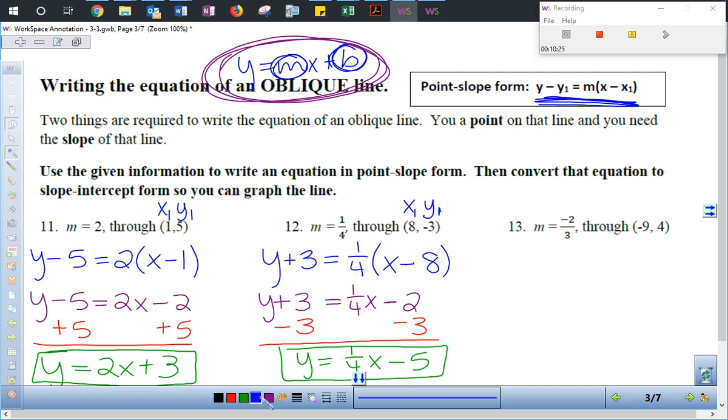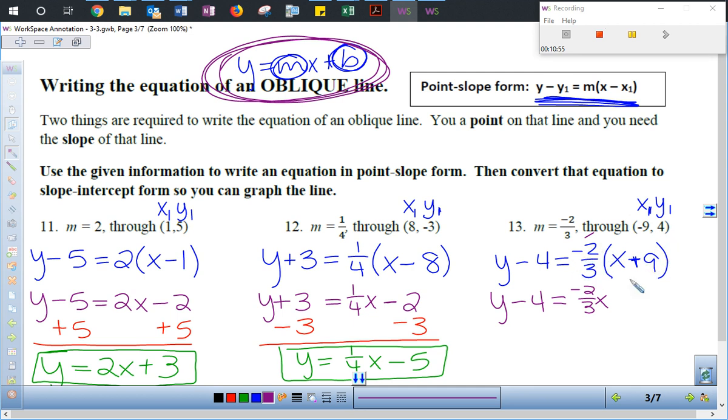So again, on 13, let's identify I have an x sub 1 and I have a y sub 1. So to substitute it in, I can have y minus y sub 1, which is 4, equals my slope of negative 2/3 times the quantity of x minus x sub 1, which is negative 9. So I want to make that a plus 9. Now we solve. So I'm going to bring down my y minus 4 equals negative 2/3 times x is a negative 2/3 x.